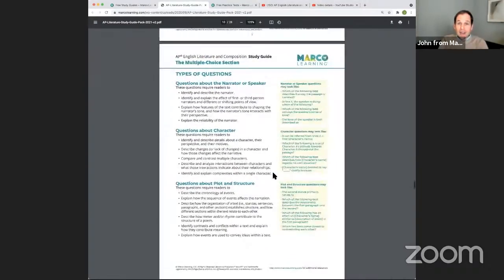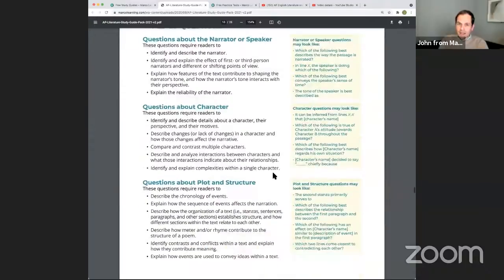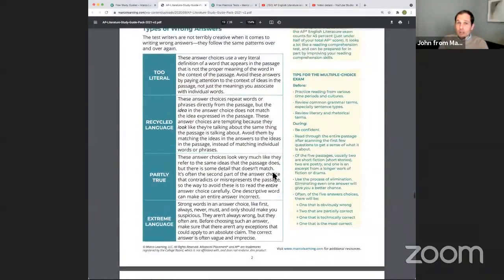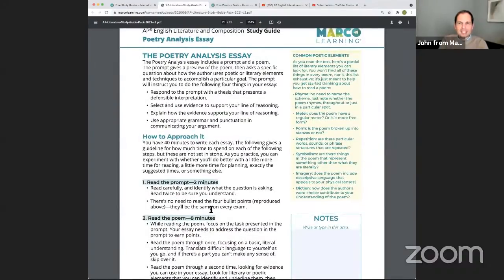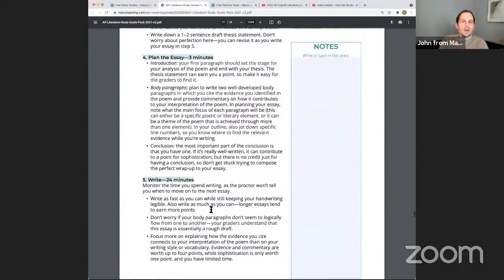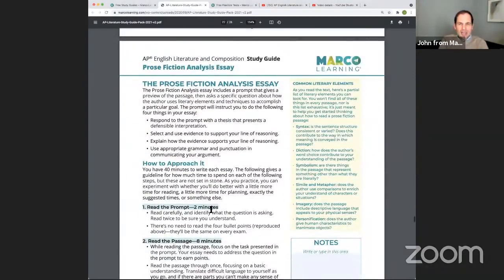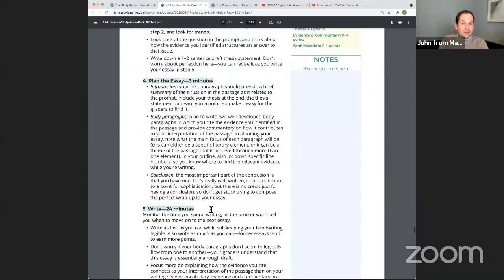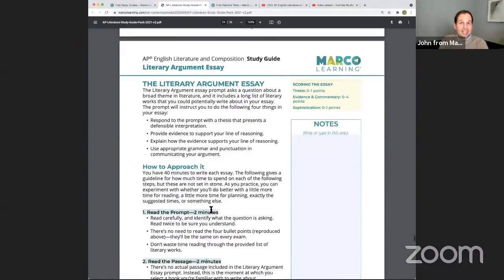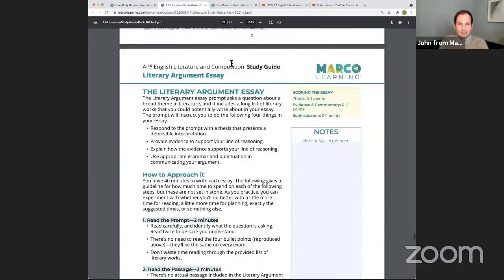Things like how to hack the multiple choice. That's really useful. How to look at wrong answers on the multiple choice. Things like the poetry analysis. How do you break down your time on that Q1 poetry analysis? How do you break time down on Q2 prose fiction? How do you handle this argument essay? We're not going to get to all these things tonight. These are available for you.